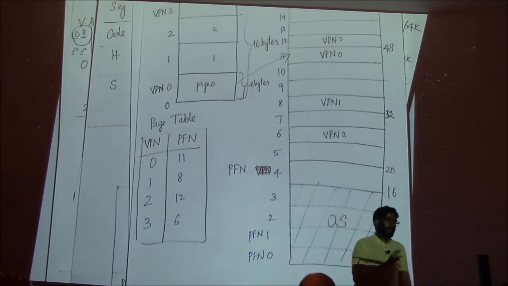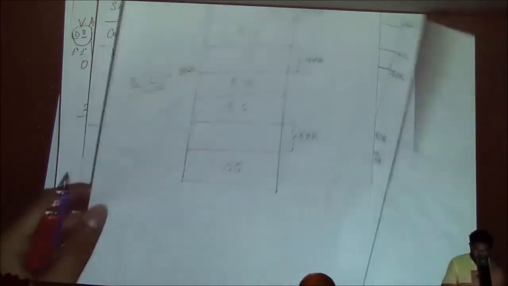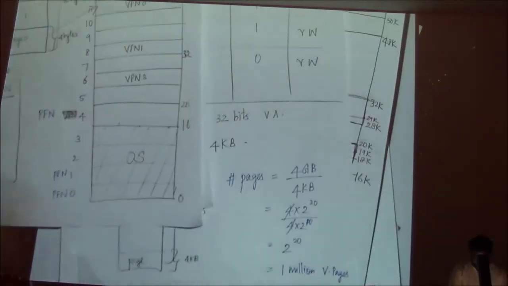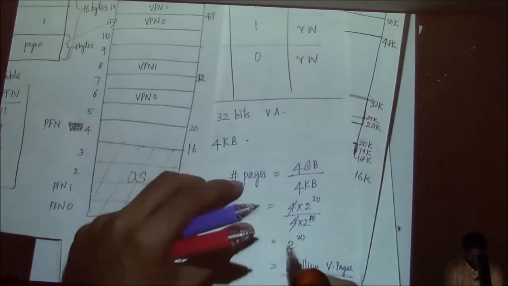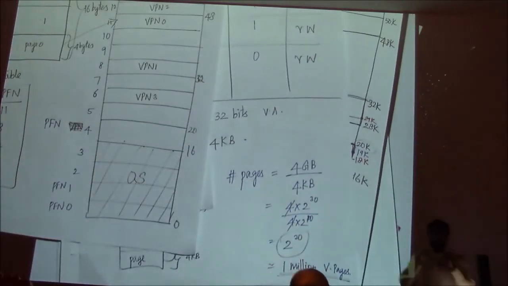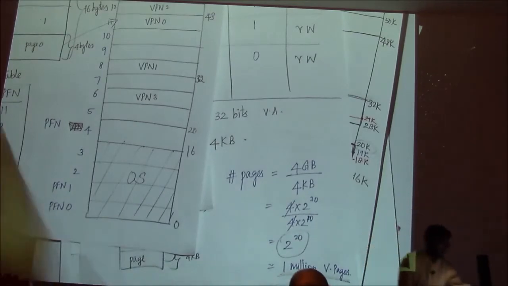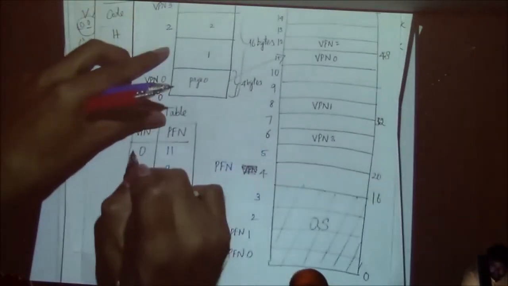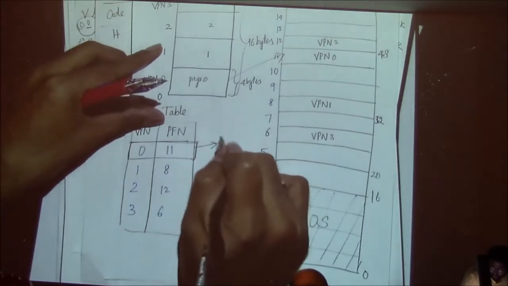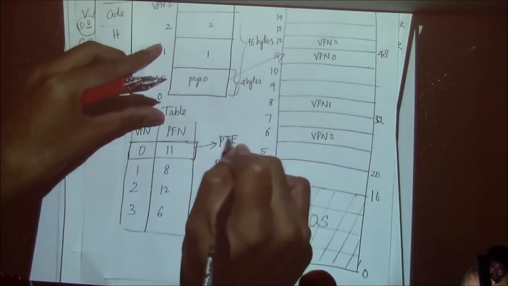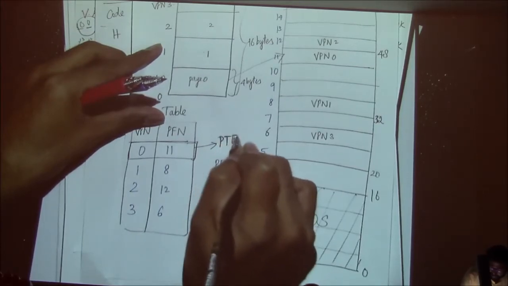So, technically, that uses up a lot of memory. If you see here, we just calculated that there are 1 million pages. Just think about if we have 1 million pages, which is 2 to the power of 20, and each entry in this page table is called a page table entry, PTE.